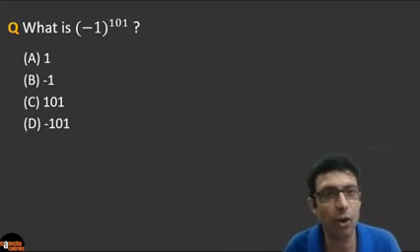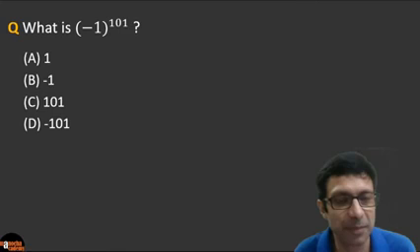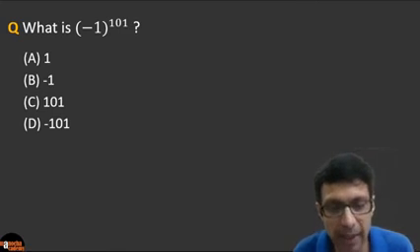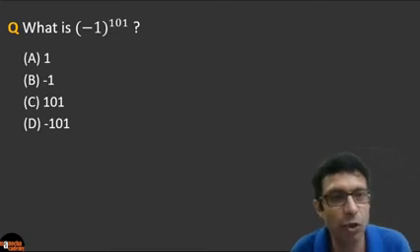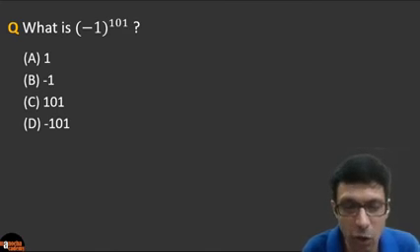Come on, apply your maths and do this. So who can tell me this? Is it going to be A, B, C or D? So minus 1 raised to the power 101. Come on, all of you. Okay, some are saying minus 101, some are saying minus 1. So what is this going to be?